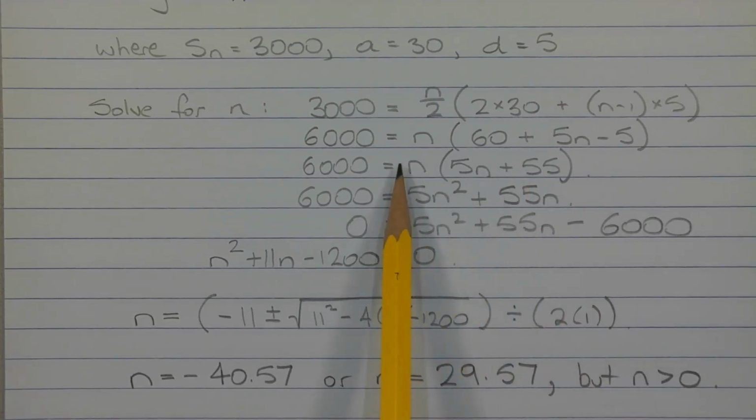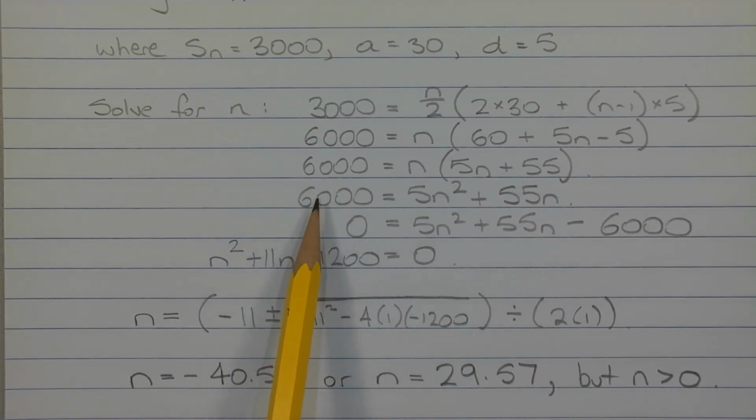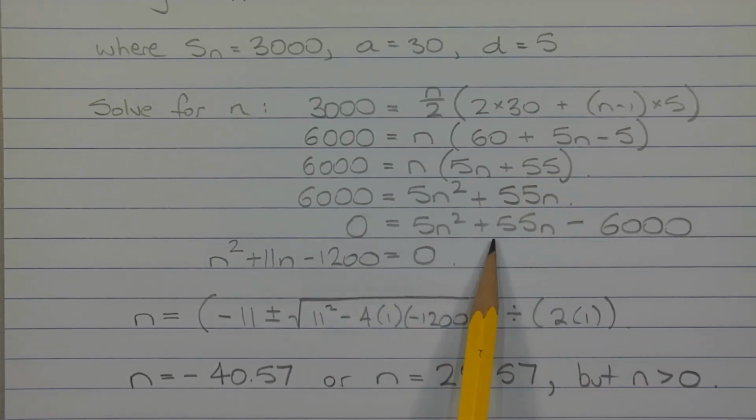Expanding the brackets on the right-hand side, we get 6,000 equals 5n squared plus 55n. Now moving the 6,000 on the left-hand side over to the right-hand side, we can form a non-monic quadratic equation. 0 equals 5n squared plus 55n minus 6,000. Dividing all terms by 5 to turn it into a monic quadratic equation, and then switching both sides around, we get n squared plus 11n minus 1,200 is equal to 0.